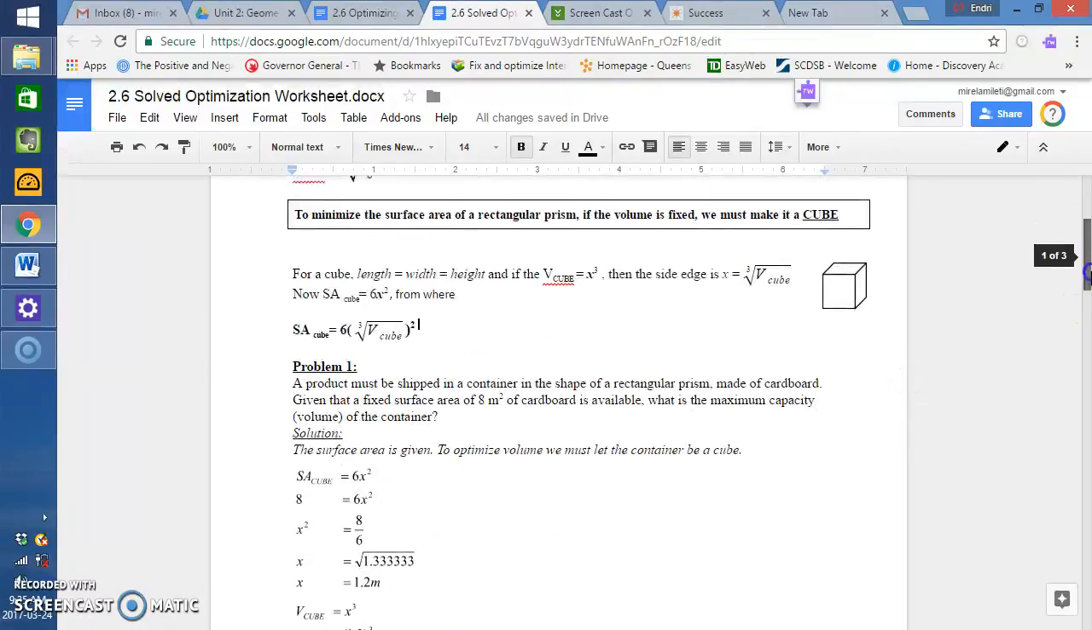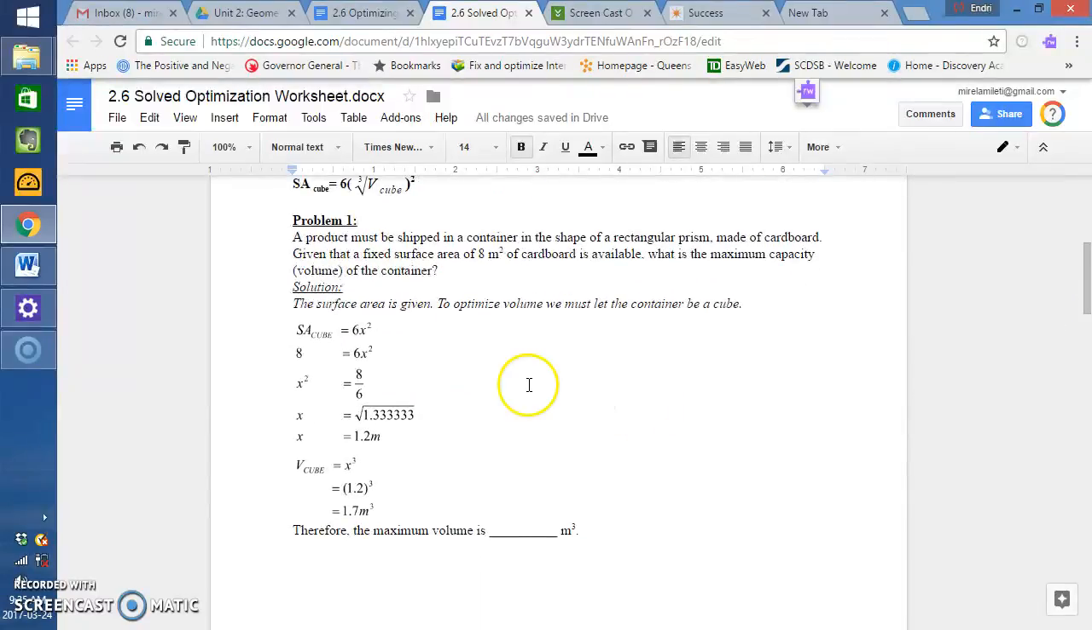Let's look at one problem that we have here. A product must be shipped in a container in the shape of a rectangular prism made of cardboard. Given that a fixed surface area of 8 meters squared of cardboard is available, what is the maximum capacity or volume of the container? So what is given to us is the surface area, and we need to maximize the volume of the container, so we must make that a cube.